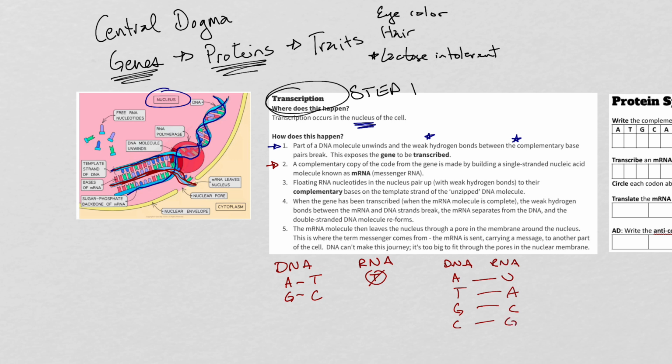It's kind of common for students to say that A turns into T or something like that, but that is not proper use of our verbiage here. You should be saying that the complementary base for A is U on RNA. All right, let's go to step 3. There are little floating RNA nucleotides in the nucleus, and they pair up to their complementary bases on the template strand of the unzipped DNA molecule.